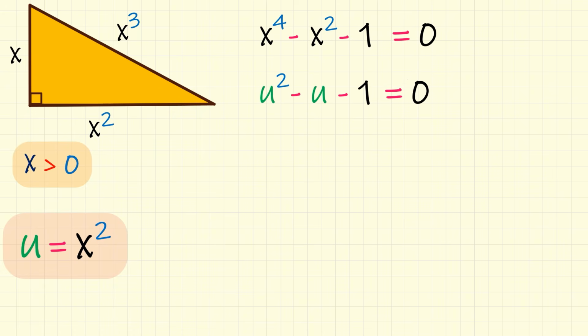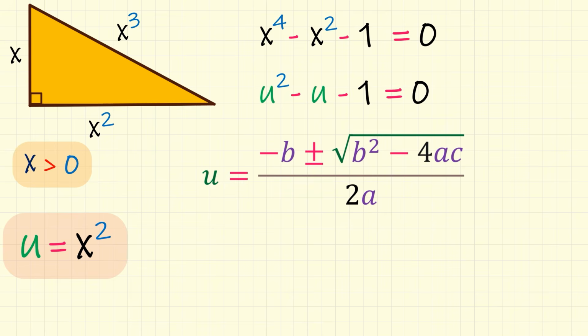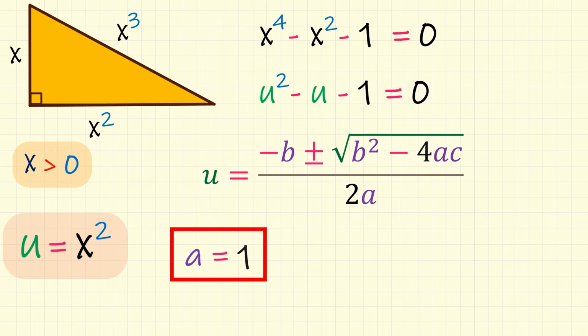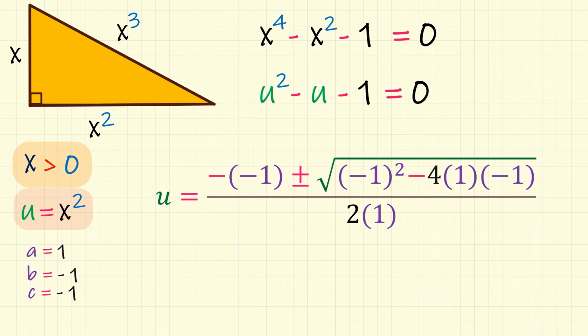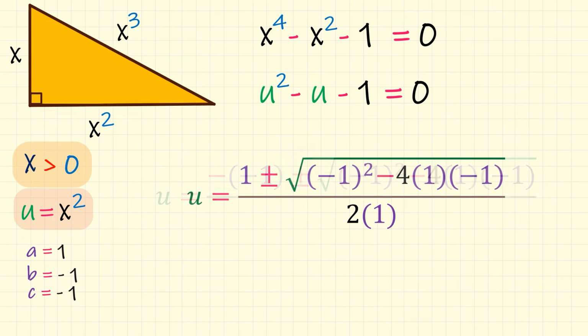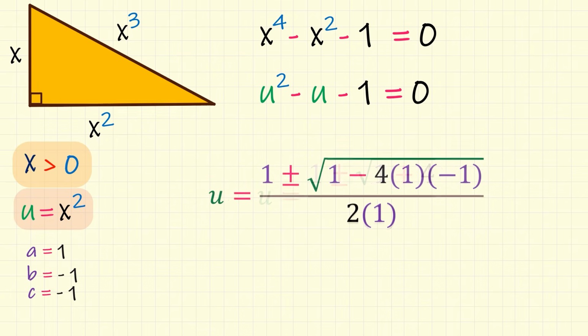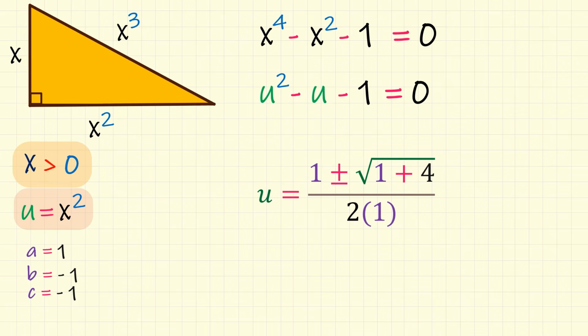To solve for u, we use the quadratic formula. Let's identify our coefficients. a equals 1, b equals -1, and c equals -1 as well. Plugging these values into the formula gives u is equal to -(-1) plus or minus the square root of (-1) squared minus 4 times 1 times -1, all divided by 2 times 1. Negative negative 1 is just 1. Next, under the square root, (-1) squared is 1, and -4 times -1 is +4. Adding 1 plus 4 gives 5.